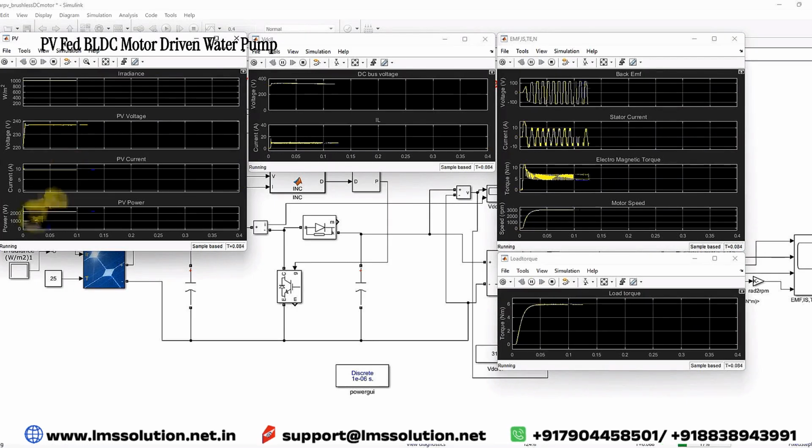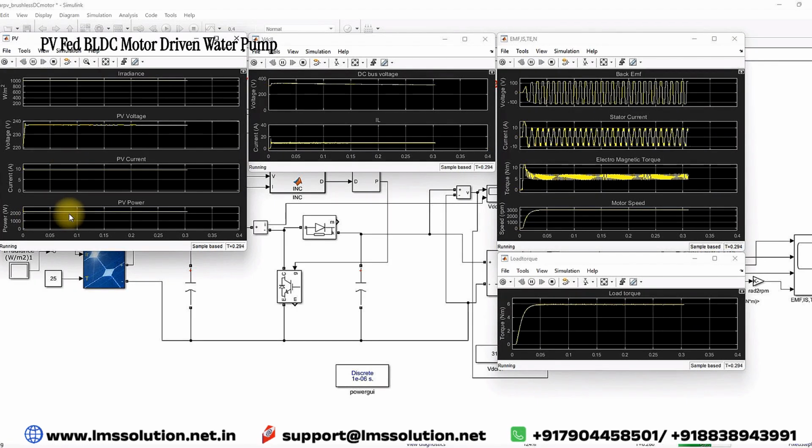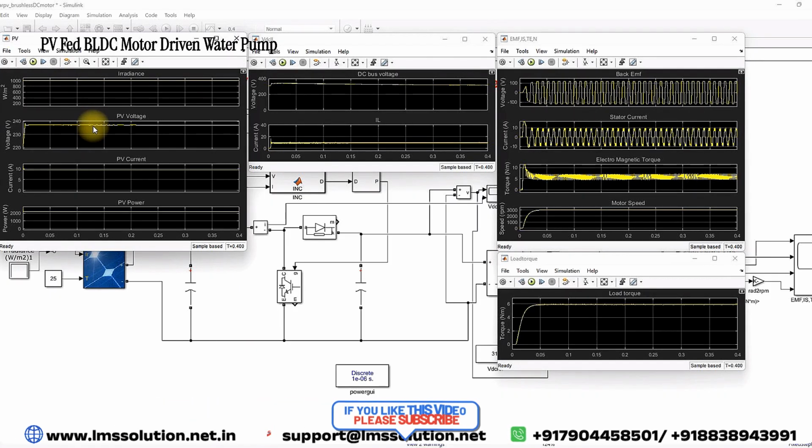So here you can see that the PV power is almost around 2237 watts for 1000 watts per meter square, the PV voltage is maintained around 238 volts, and the current is maintained around 9 amps.